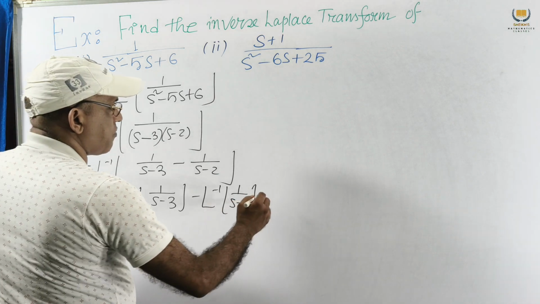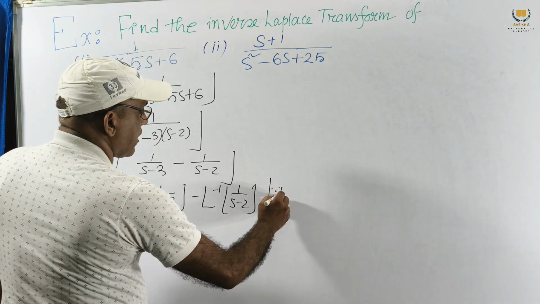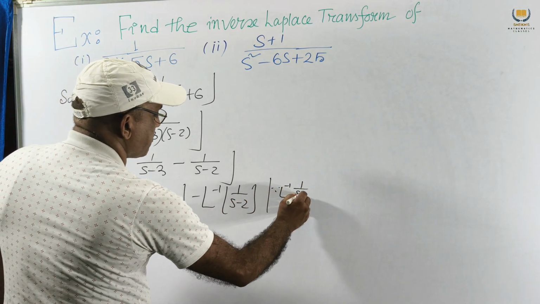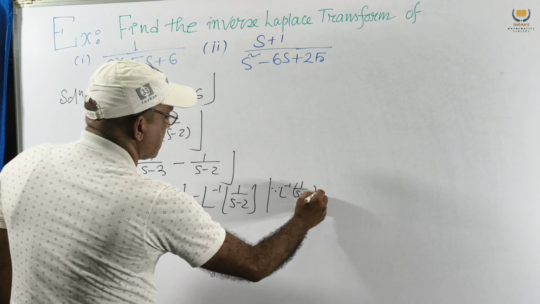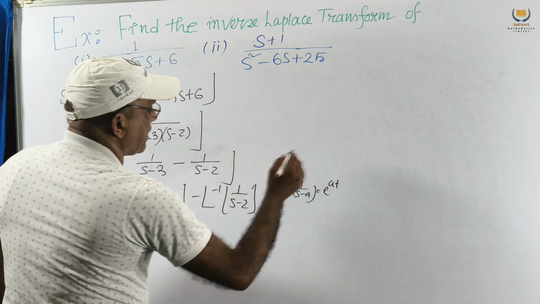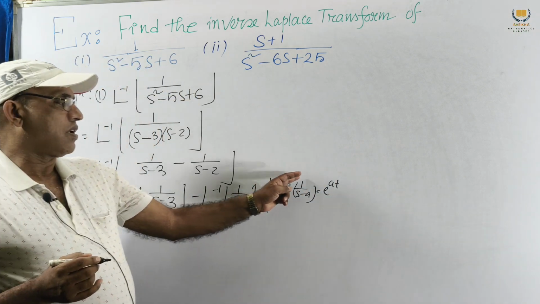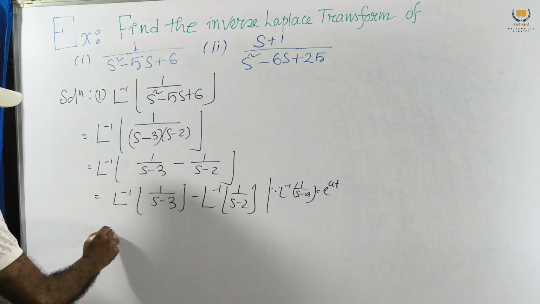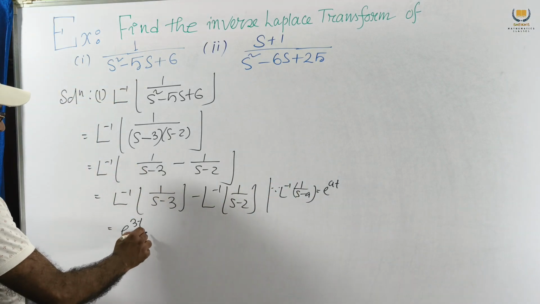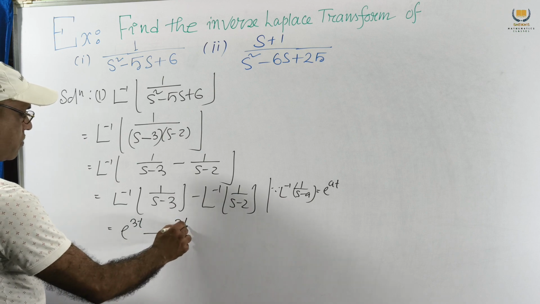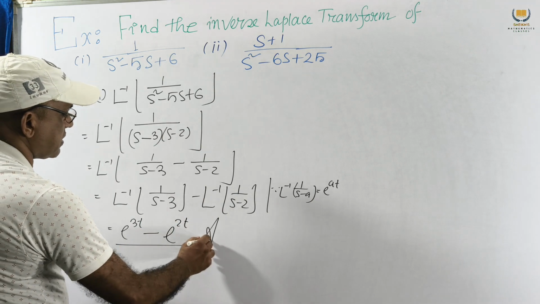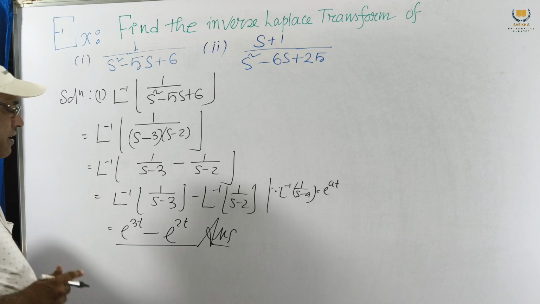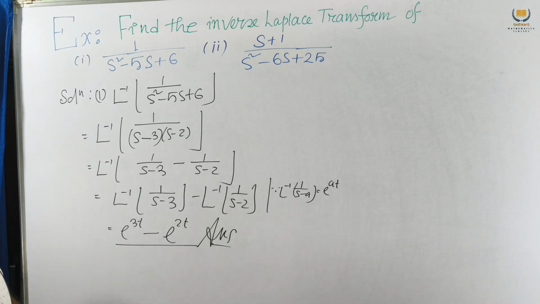But you know this formula, L inverse 1 by s minus a is e to the power at. So here it is s minus a, and we get e to the power twice t. So this is our answer. Very nice solution, very easy also.